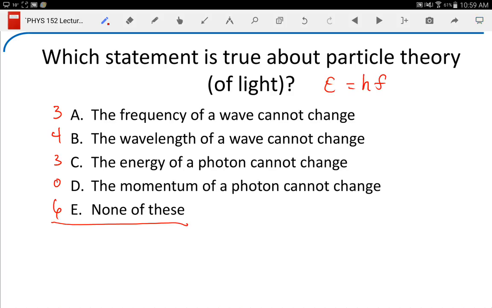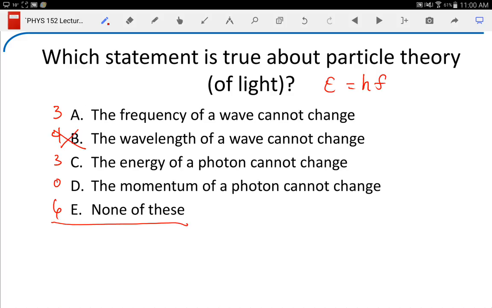And we haven't talked about anything except for that, right? I mean, that's all we've really talked about. But we do know that with the wave theory, we learned that when light goes from air into water, it has to change its wavelength. And so particle theory is going to agree with that. So the wavelength is going to change. So it can't be this one.